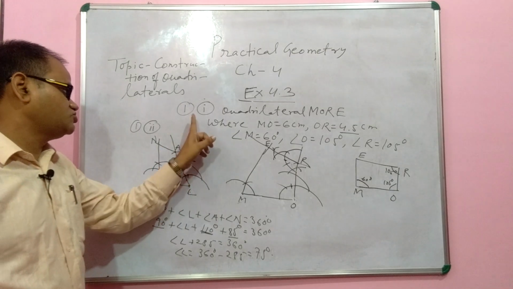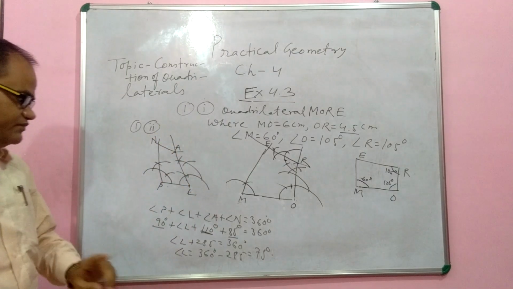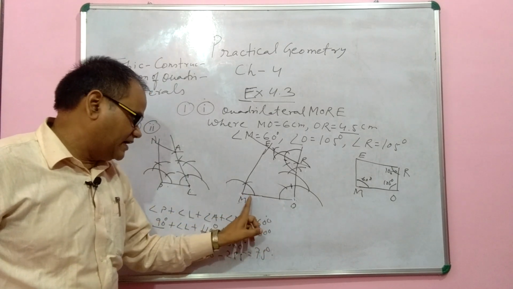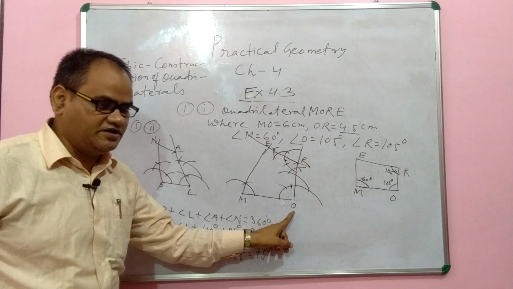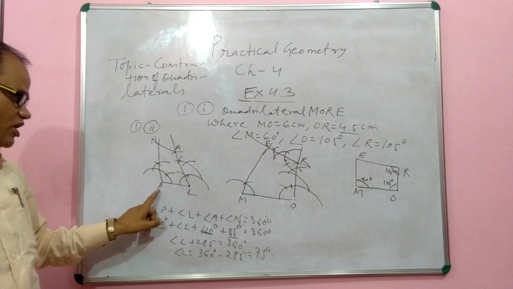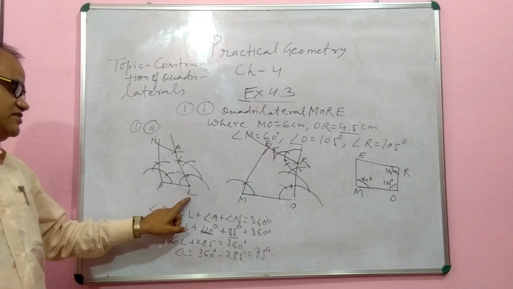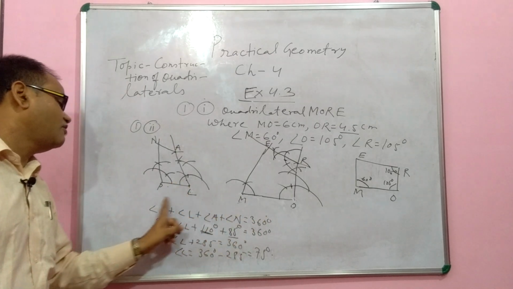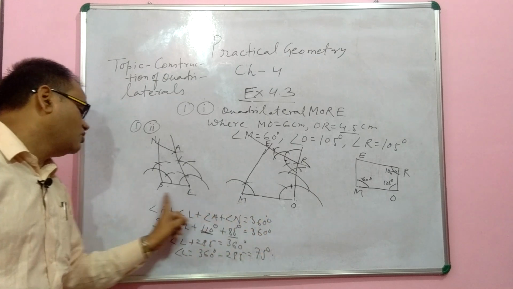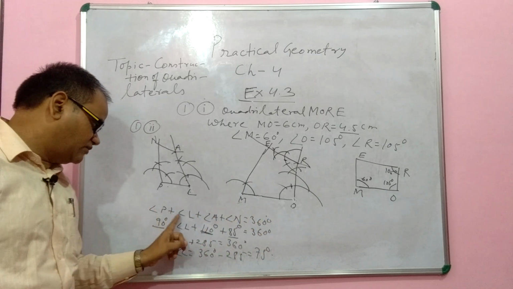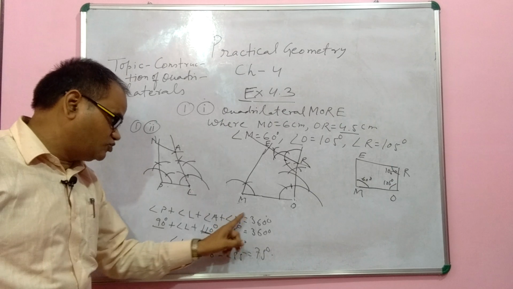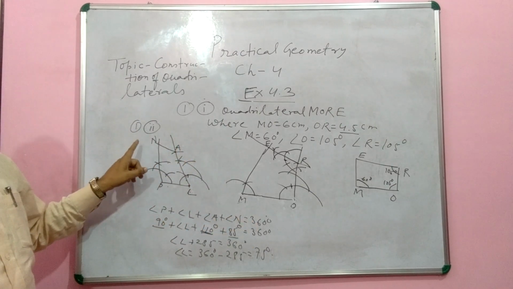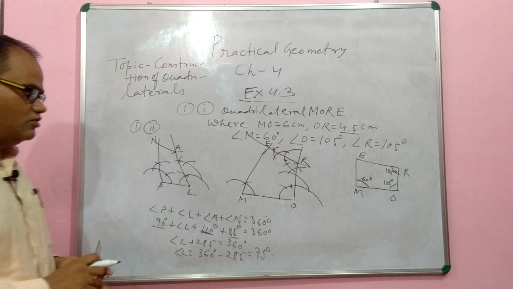Which property we have used here? What is the difference between question first and question second? In question first, both base angles are given, angle M and angle O are given. Here both base angles are not given, only angle P is given, but angle L is not given. So how have we got angle L? With the help of angle sum property of quadrilateral. We know that all the four angles add up to 360 degree. Okay, in this way you can do question 1 second also.